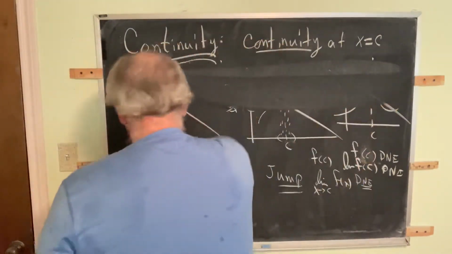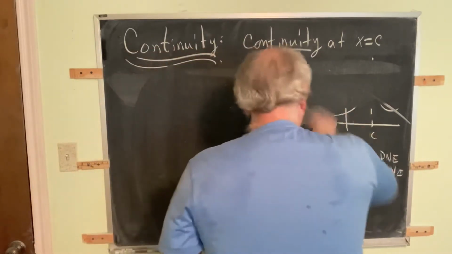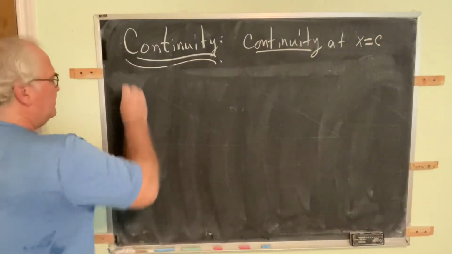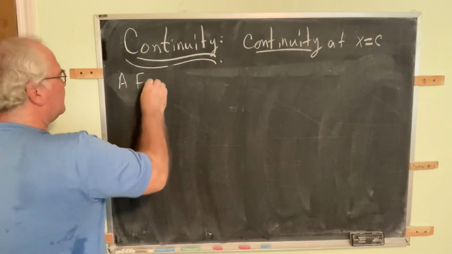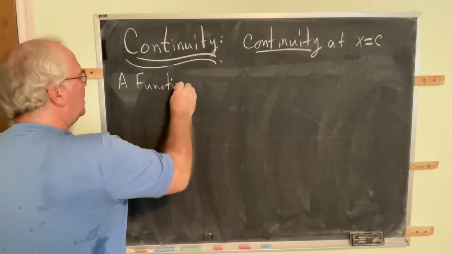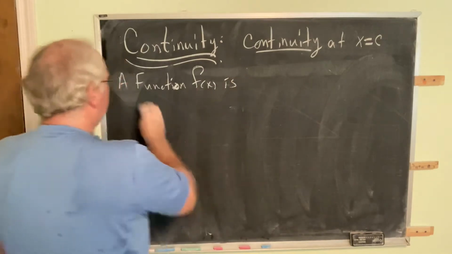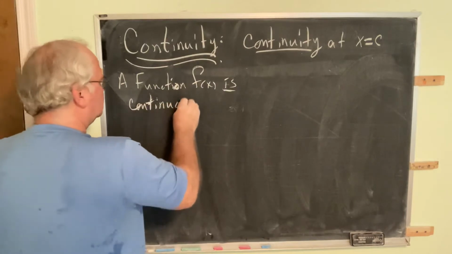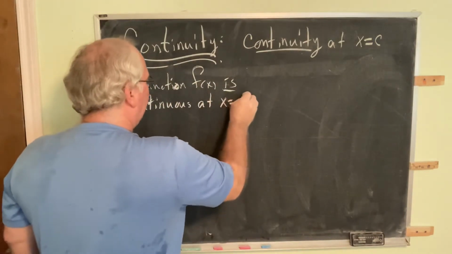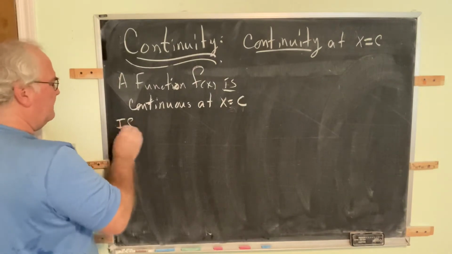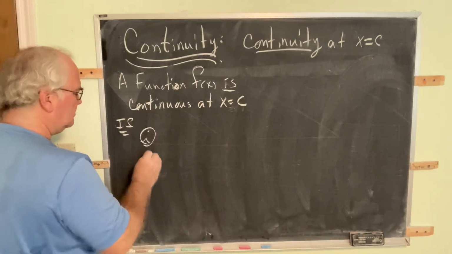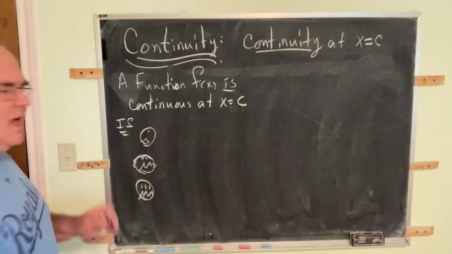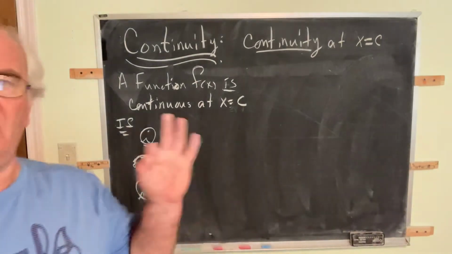This is the nuts and bolts. What we just looked at were the big ideas. Here are the nuts and bolts. A function f of x is continuous at x equals c if a function is continuous, there are three conditions to be met.